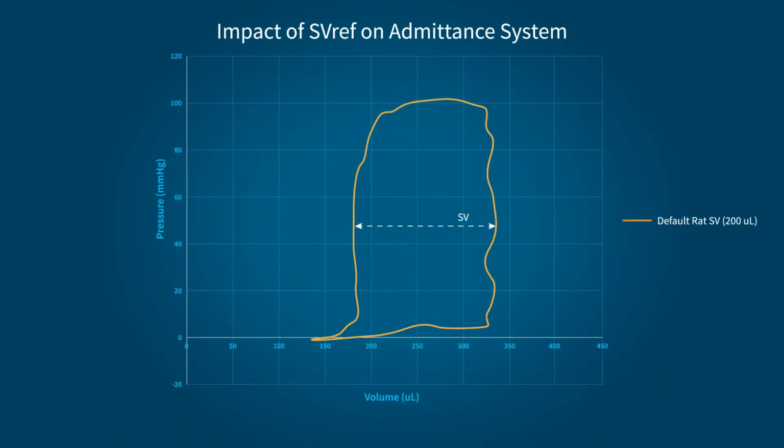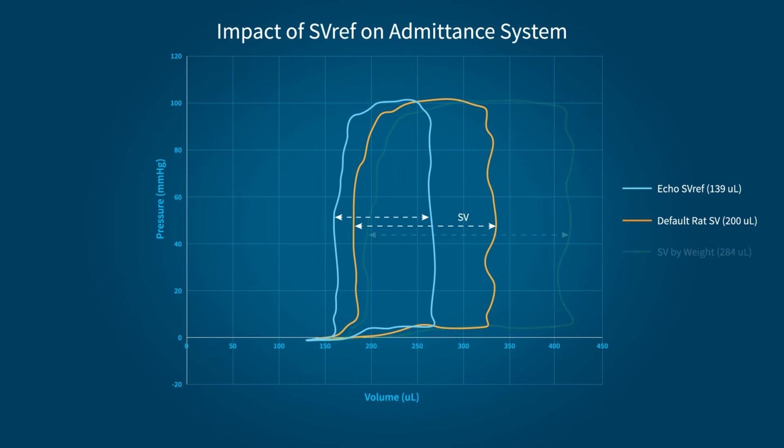Here, the volume signal is calibrated using the default 200 microliter stroke volume estimate for a healthy rat. When we compare this to the ideal calibration using Echo, here, we can clearly see there's a large difference in stroke volume for that same rat. When we use the other suggested estimate, based on the weight of the animal, here, we get an even greater difference in the stroke volume.